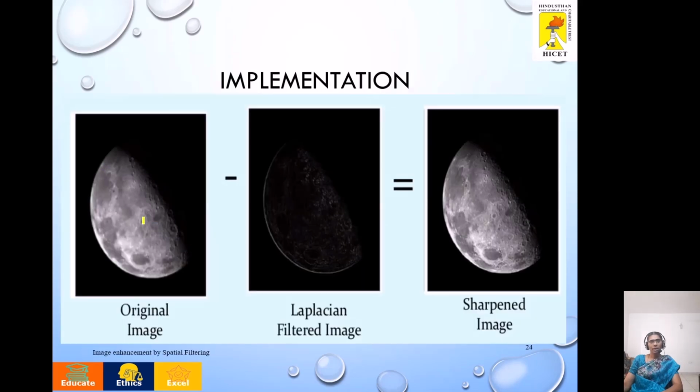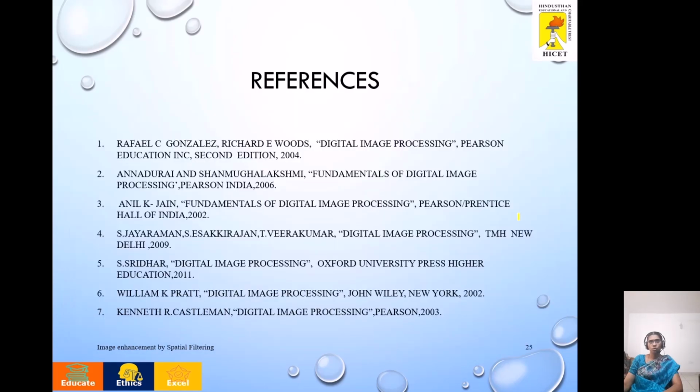So when you apply the Laplacian operator, this is the original image, this is the Laplacian mask. When you apply this over the original image, you can sharpen the edges very clearly. So the Laplacian filter helps to sharpen the image, and edges will be highlighted more.